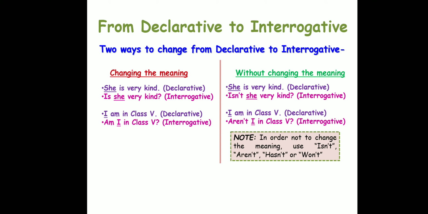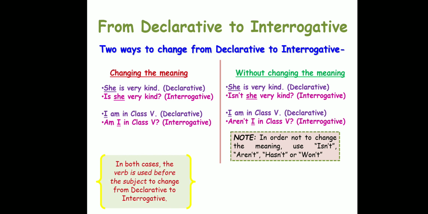If the question does not say, if you just get a question saying that, change the following sentences from declarative to interrogative, you can simply do it. She is very kind, is she very kind? Okay, you can change the meaning. That's not a problem. Let's see something else here.